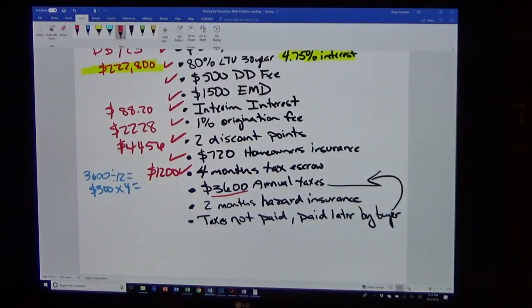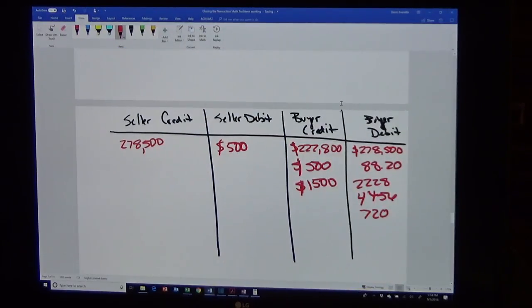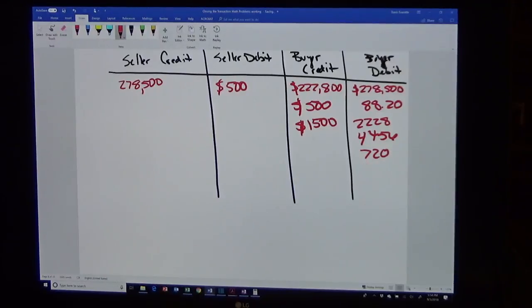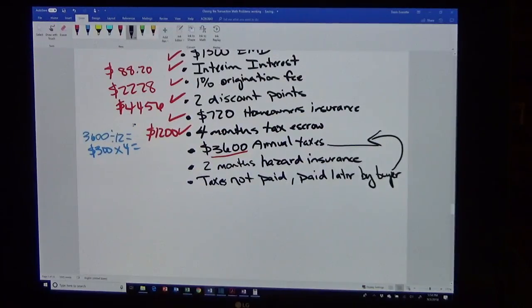So we're going to scroll right down and put $1,200 in buyer debit. I'm going to extend these lines down just a little bit. $1,200 in the buyer debit column. Okay, so that takes care of that bullet point. The $3,600 annual taxes, that's really just for reference purposes, so we'll hold on to that one.